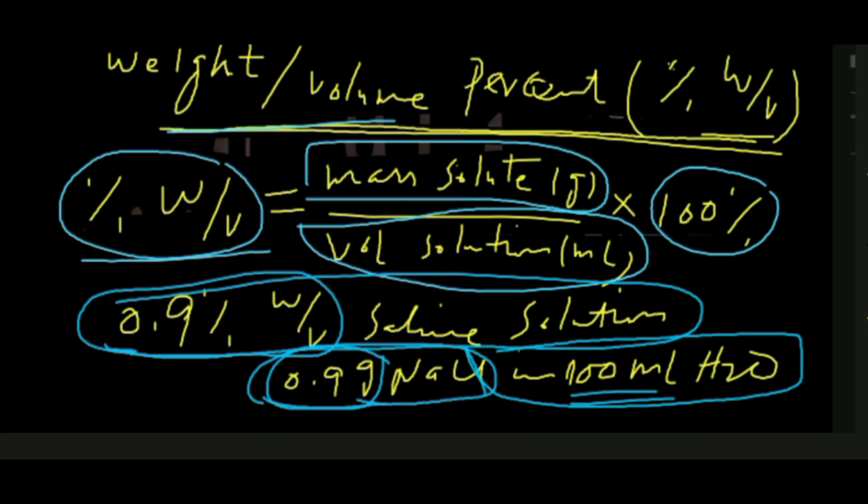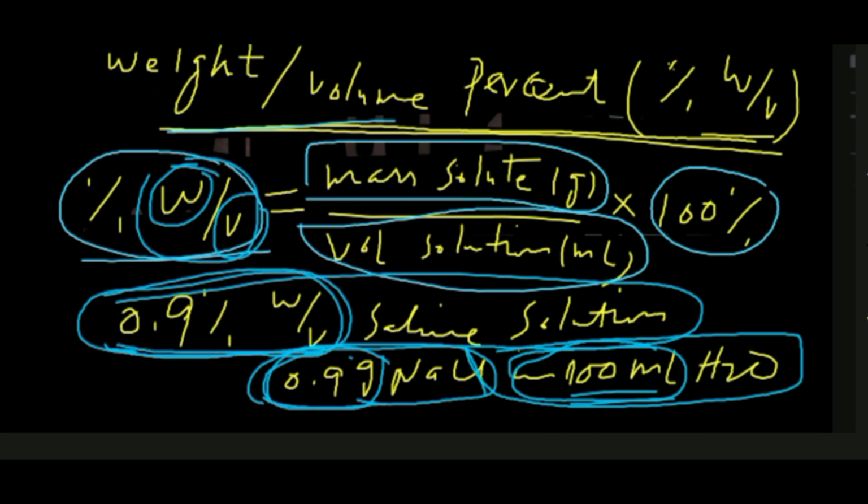Which is expressed in a weight, because it is 0.9 gram. So this is the weight, W, 0.9 gram, and it has been dissolved up to 100 ml, so you can say this is the volume. Therefore that is called a weight by volume solution of saline, which is 0.9 gram. So this is called weight by volume percent of solution.